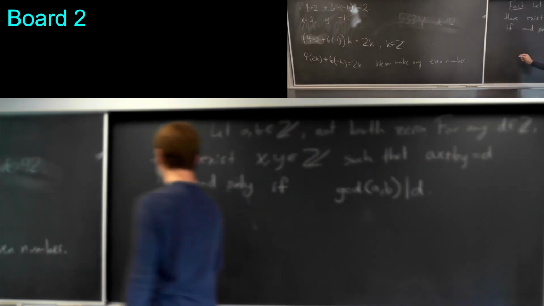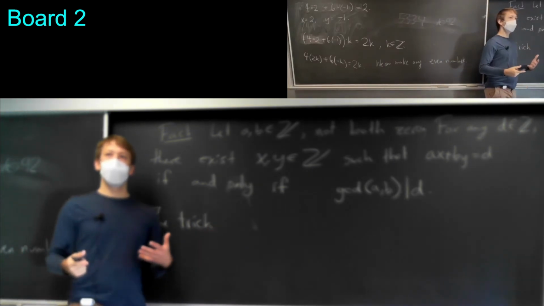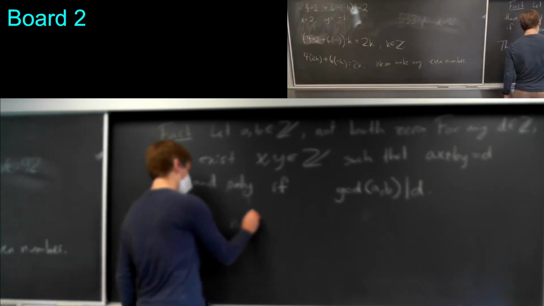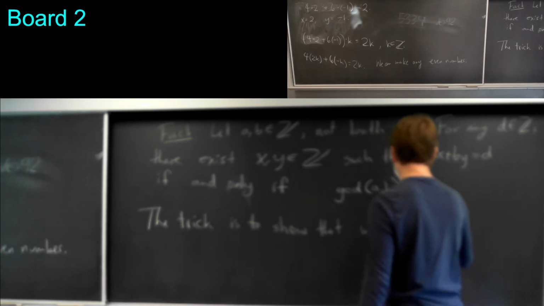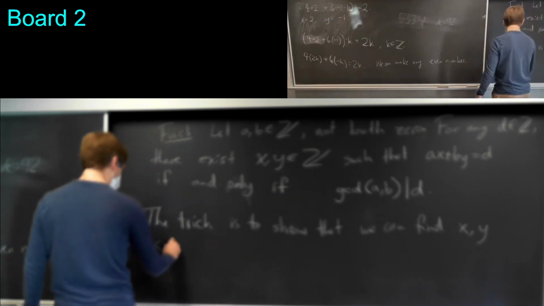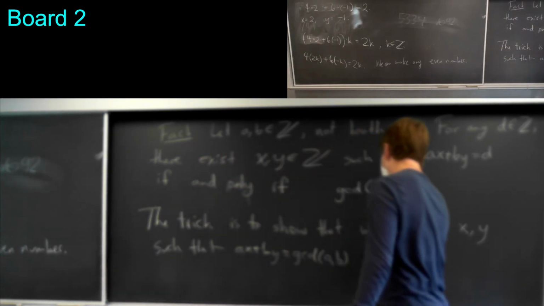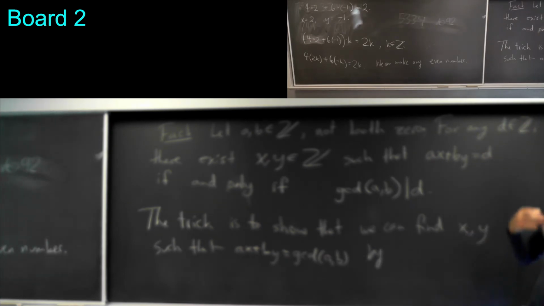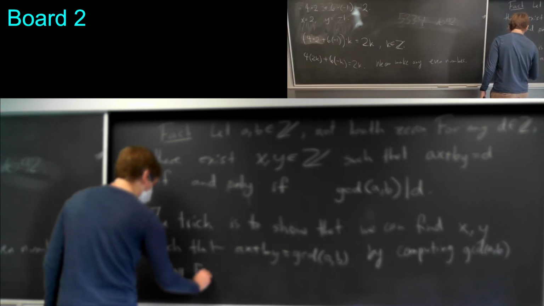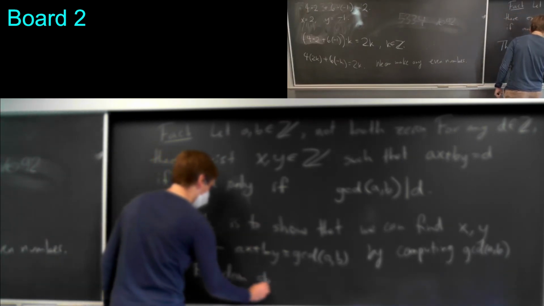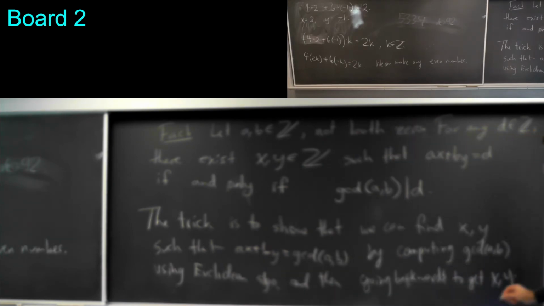but let's look at an example of how you would do this in practice. So the trick is, if I gave you some a and b, and I ask you to represent some number as ax plus by, the trick is to show that we can find x and y such that ax plus by is equal to the GCD, by going through the Euclidean algorithm to compute the GCD, and then sort of going backwards to get our x and y.